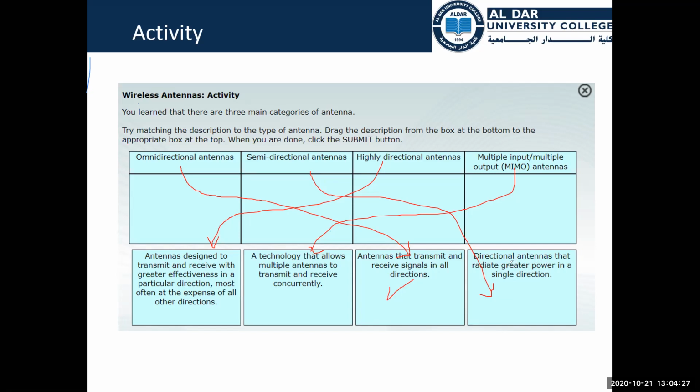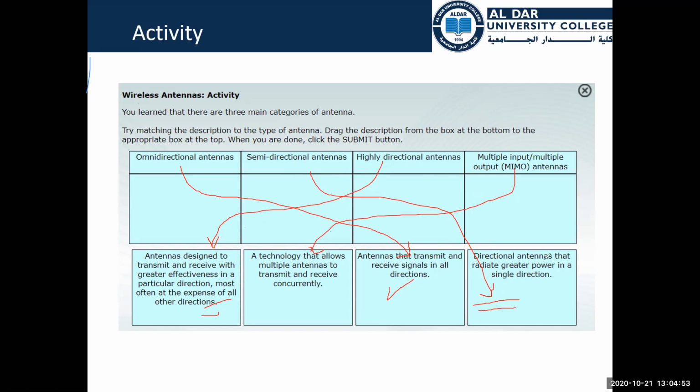Greater power in a single direction. Let's compare it with the answer for the highly directional. This is maybe confusing, so let's see if this is correct or not. Let's concentrate on this and that one. An antenna designed to transmit and receive with greater effectiveness in a particular direction, most often at the expense of all other directions.